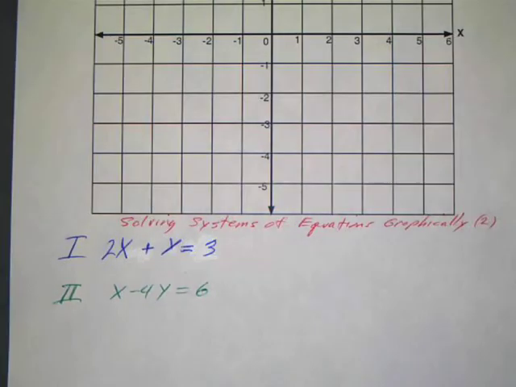Okay, here's another example of solving systems of equations graphically. We've got 2x plus y equals 3, that's equation number 1, and x minus 4y equals 6 as equation number 2. So the first thing we do is graph each equation.